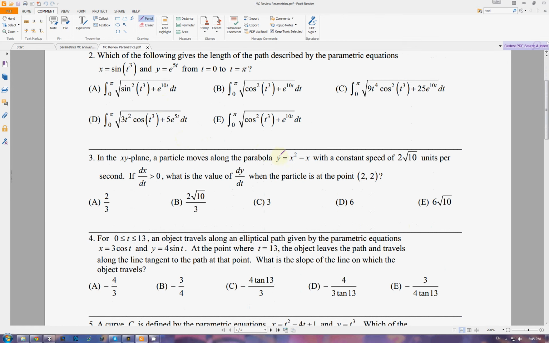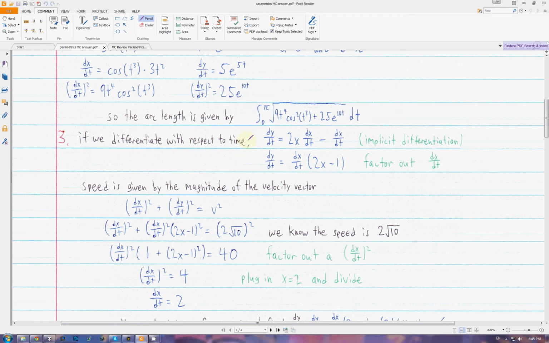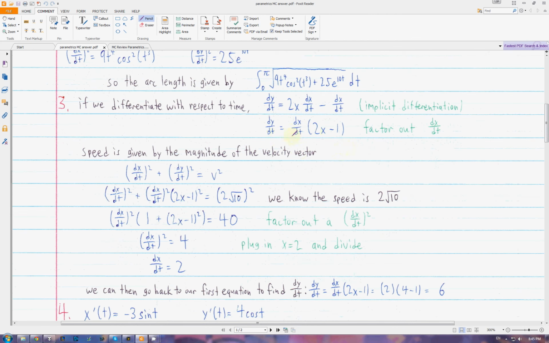Question number 3 gives us a regular equation in terms of y and x, but then it wants us to find dy/dt. So the first step we need to do is differentiate this equation with respect to time. And so we get this. And then we can factor out this dx/dt to get dy/dt equals dx/dt times 2x minus 1.